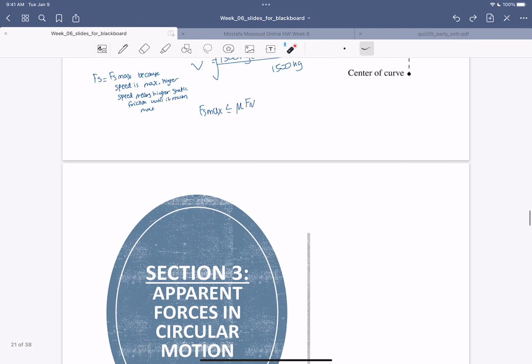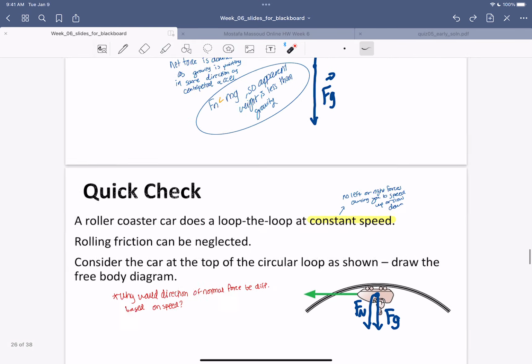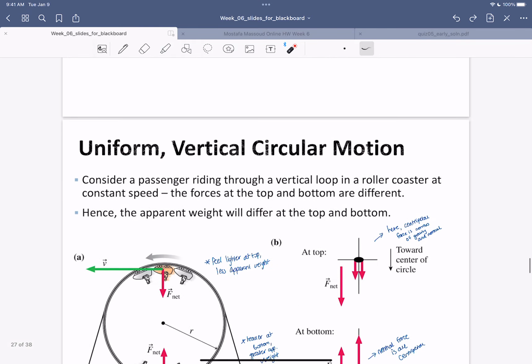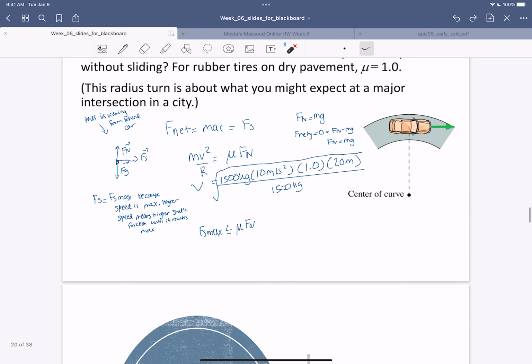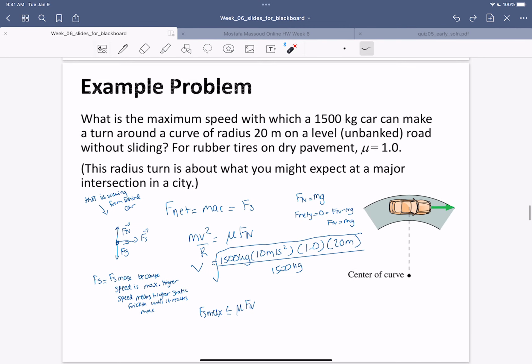Now, let me see what's left here. Okay, there's a decent amount left, but I'll try my best. Okay. No, I haven't. No worries.